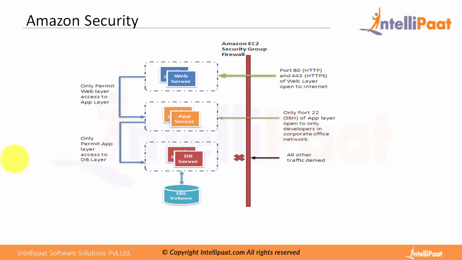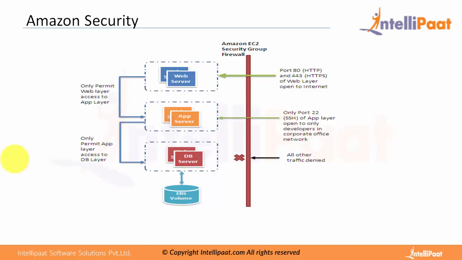On top of this, you have a database server. The database server would have its own security group. Then what you can do is open ports only for the app server in the database server security group. So even if the web server wants to talk to the database server directly, it is not allowed to. The database server accepts requests only from the app servers.